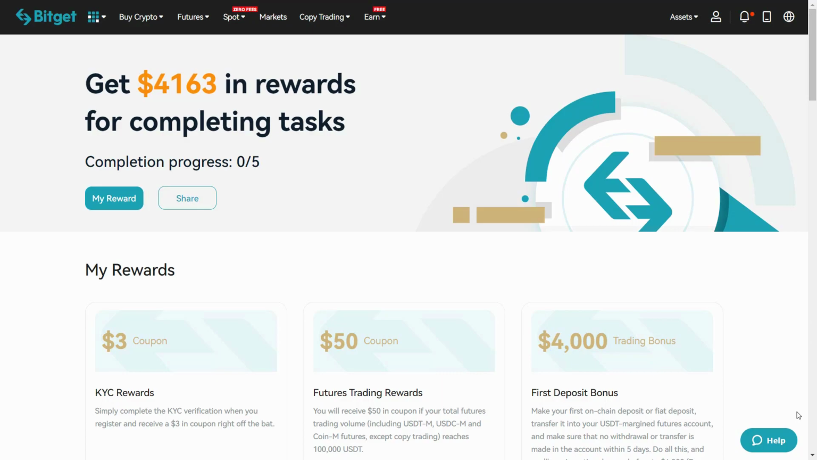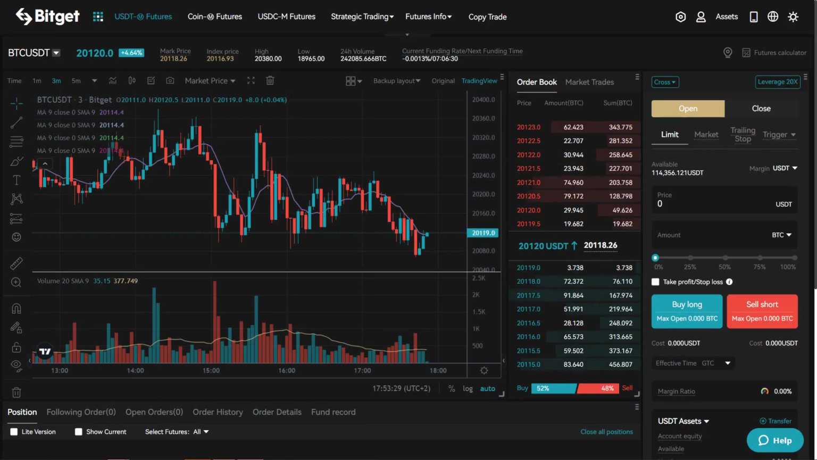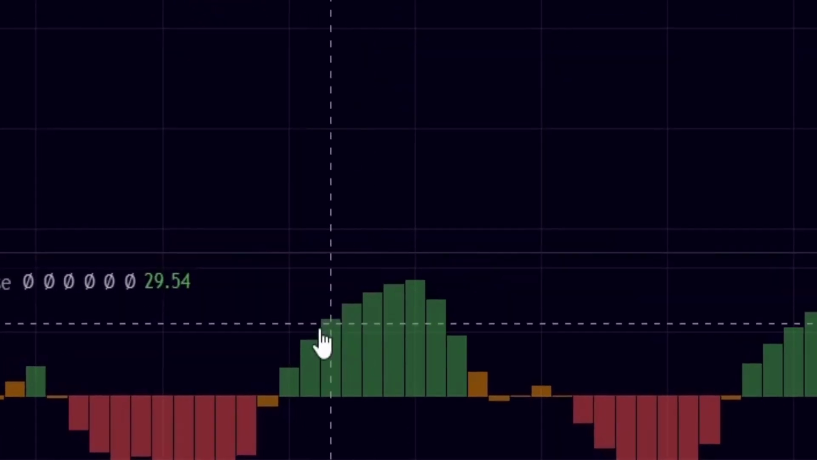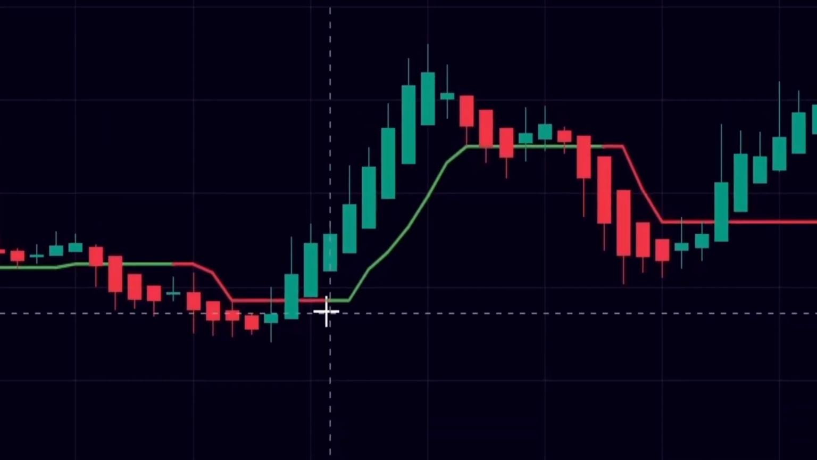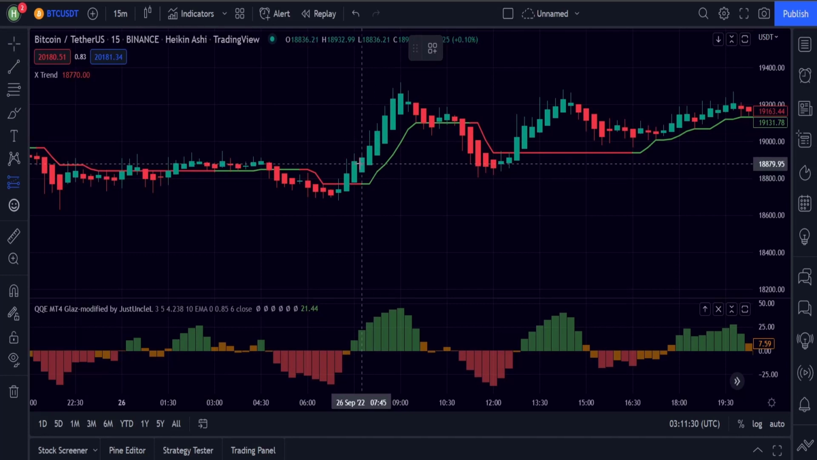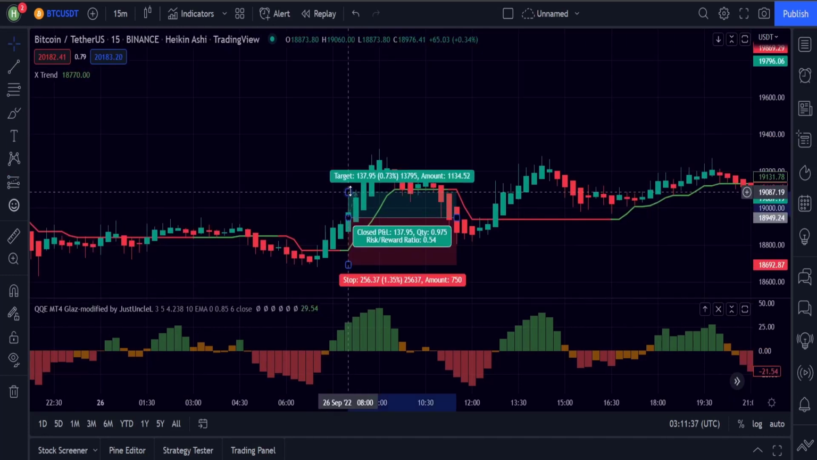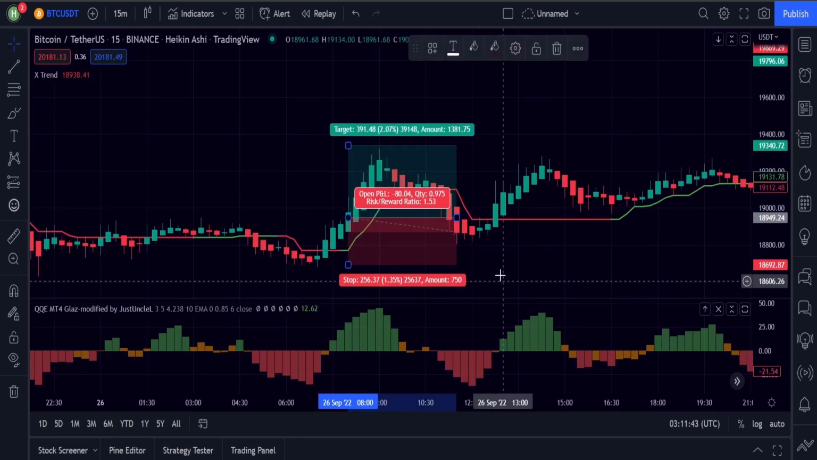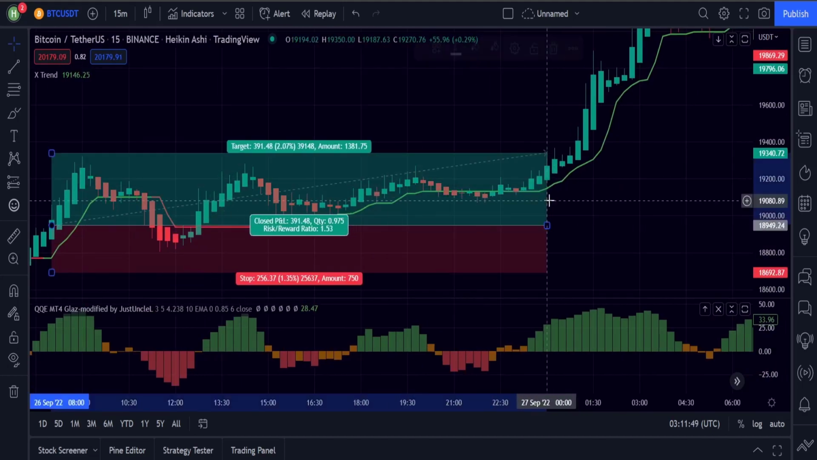Now I will show you some more strategy examples. Here we can see the QT indicator is green, and here the red line changes to green and the candle is also green. So we'll get into this buy trade right here and set our stop loss at the recent swing low, with a risk to reward of 1.5. You can see it would have been a successful trade.